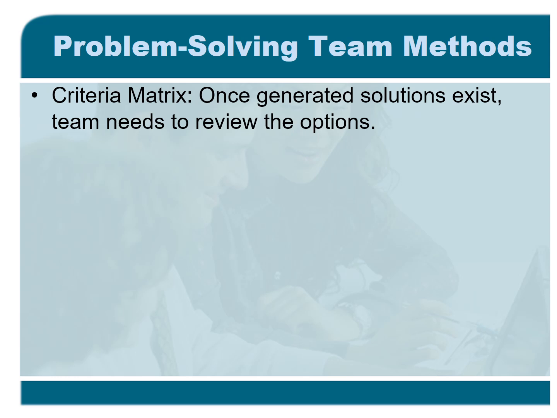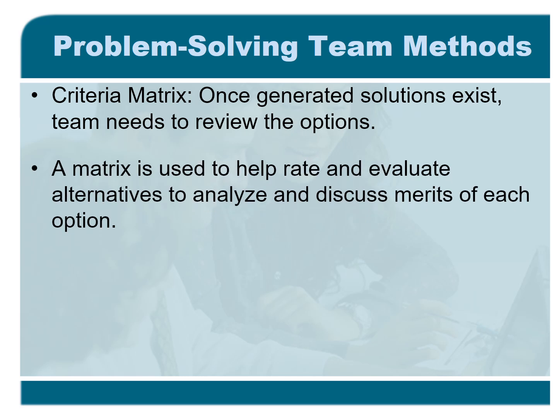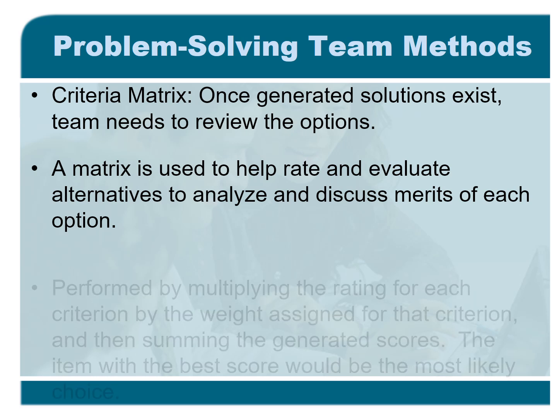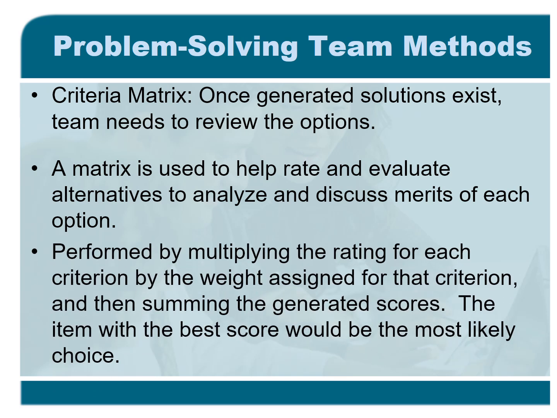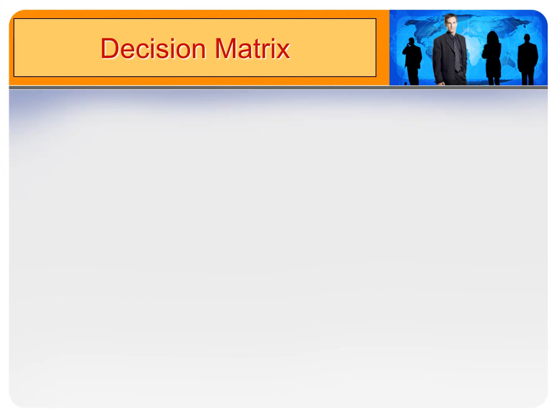You could use a criteria matrix. Once solutions are generated, teams need to review the options. A matrix is used to help rate and evaluate alternatives, to analyze and discuss the merits of each option chosen. It's performed by multiplying the rating for each criterion by the weight assigned for that criterion, and then summing up the generated scores. The item with the best score overall would be the most likely choice.